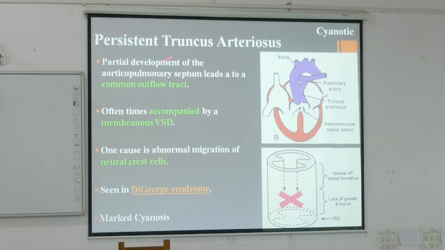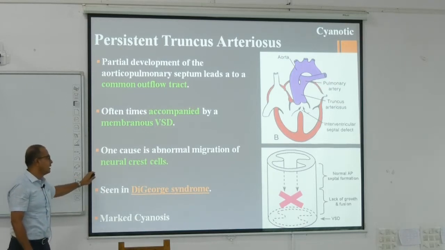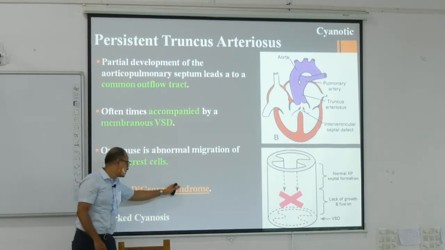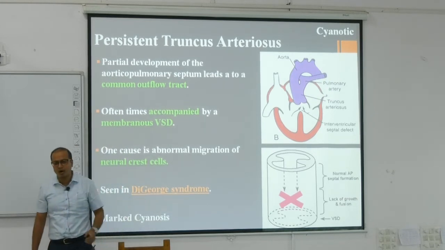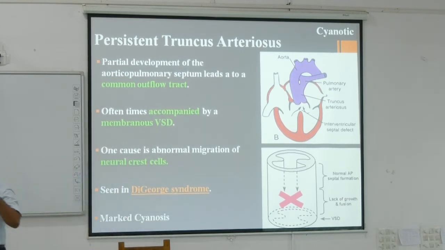We have this persistent truncus arteriosus, where the septation between the aorta and pulmonary trunk, the aorticopulmonary septum, is not taking place. We have a common chamber, we have a mixing of blood, and that is rushing through it. This is the common variety of persistent truncus arteriosus. It may be associated with a disease called DiGeorge syndrome, in which neck development is affected.